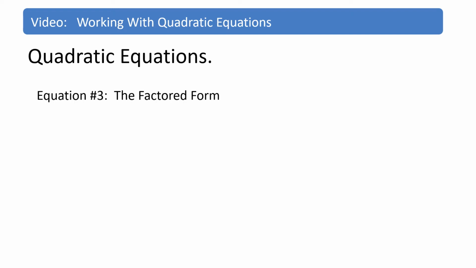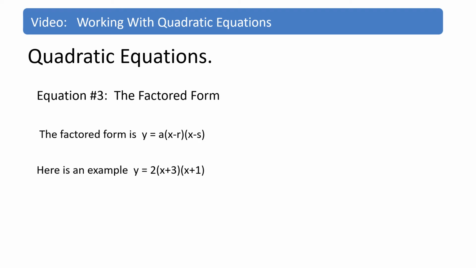Equation number 3, the factored form. The factored form is given as y equals a times bracket x minus r bracket times bracket x minus s bracket. Here is an example. y equals 2 times bracket x plus 3 bracket times bracket x plus 1 bracket. What does this equation tell us about the function?